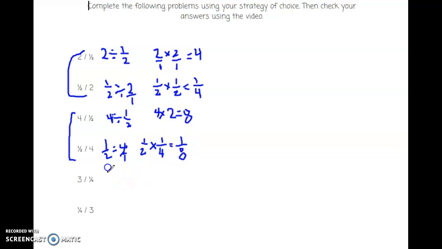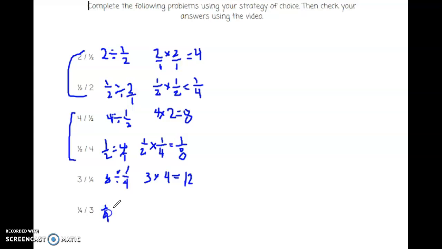Moving on, 3 divided by 1/4. 3 divided by 1 over 4. Keep the 3. Change the sign. Flip this to its reciprocal, which would be 4 over 1, or 4. And then 3 times 4 is 12. And I bet you could predict what the next answer is going to be. I bet it's going to be 1 over 12, but let's go ahead and try it.